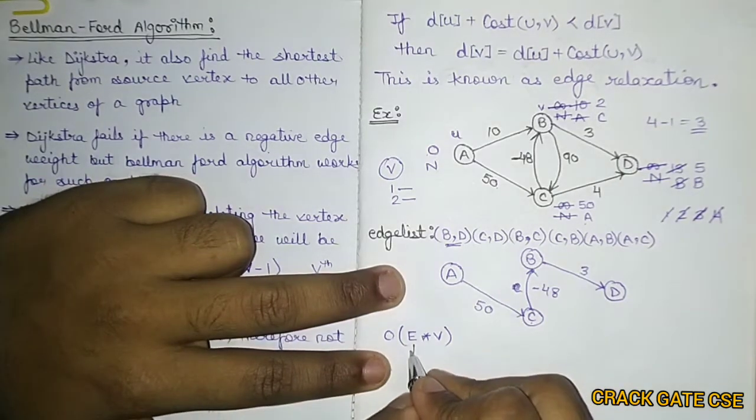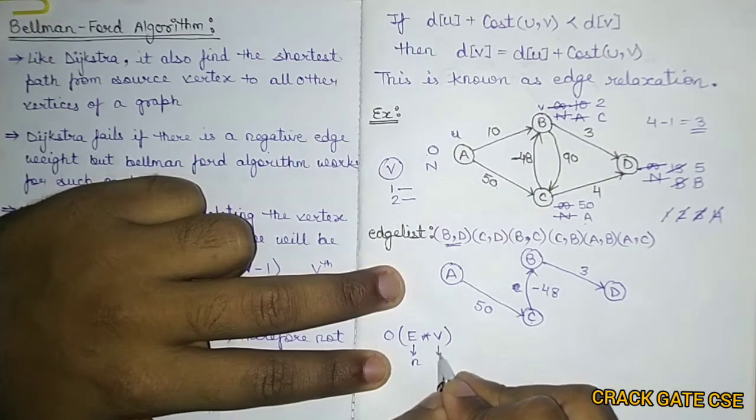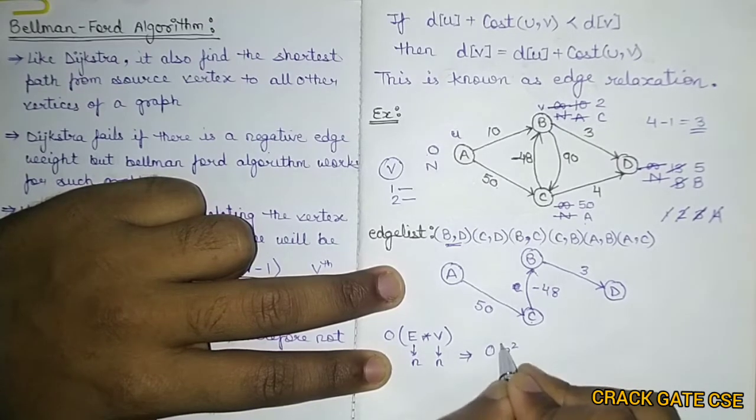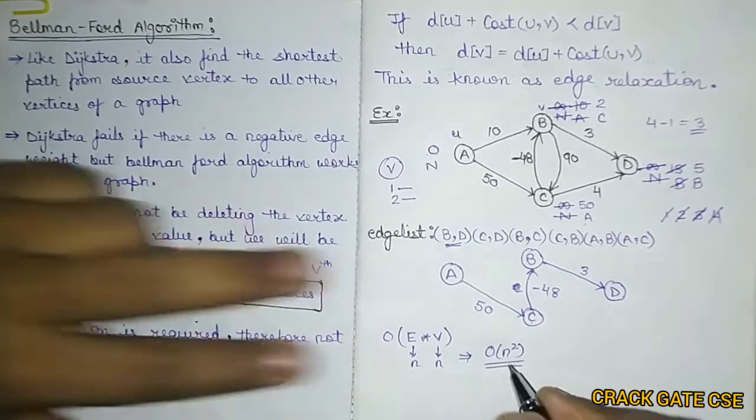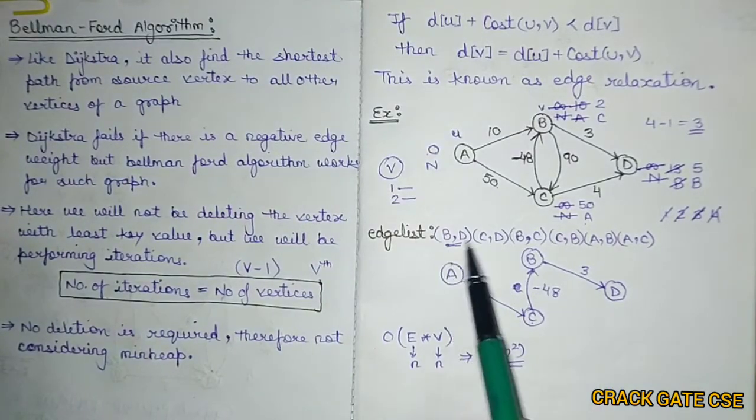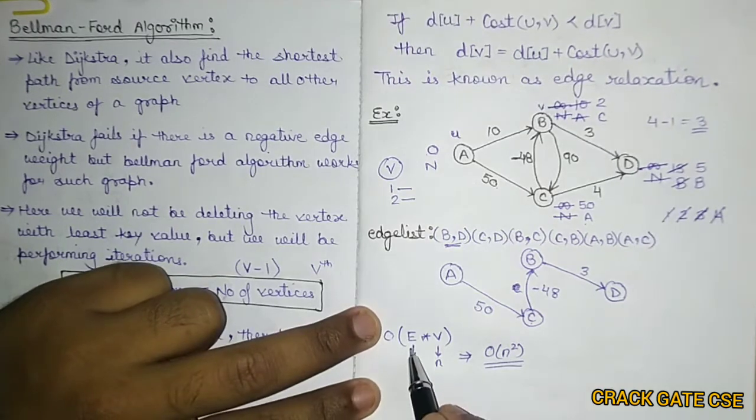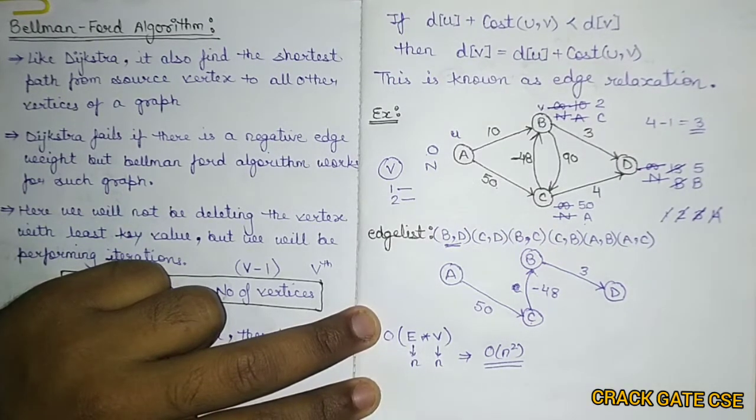So if E is n and V is also n, then we can say that the time complexity is order of n square. But here the time complexity depends on the number of edges. How? If it is a complete graph, meaning it has edges from one particular vertex to all other vertices, in that particular case, this E will be nothing but V square. E will be equal to V square.